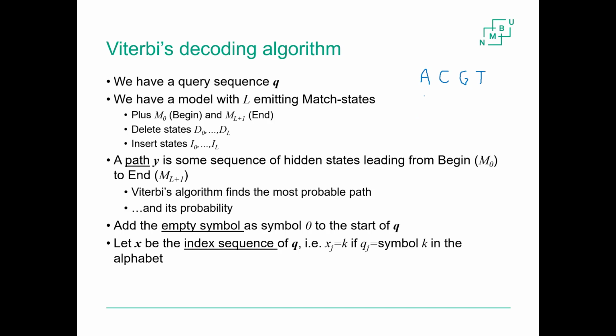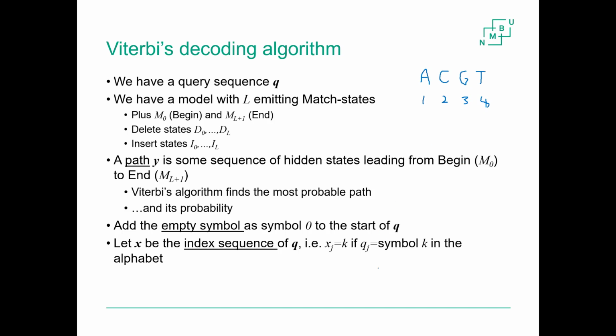And then we say that this is symbol number 1, this is symbol number 2, this is symbol number 3, and this is symbol number 4. And notice it doesn't really matter which one is symbol number 1, 2, 3, or 4, as long as we are consistent and keep this ordering.